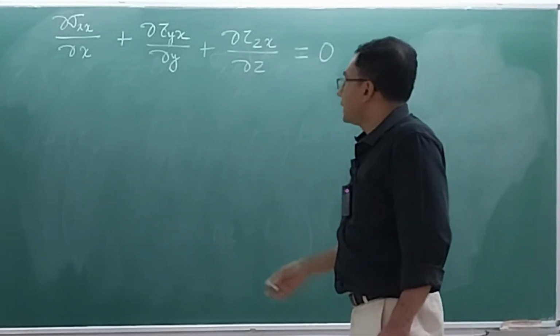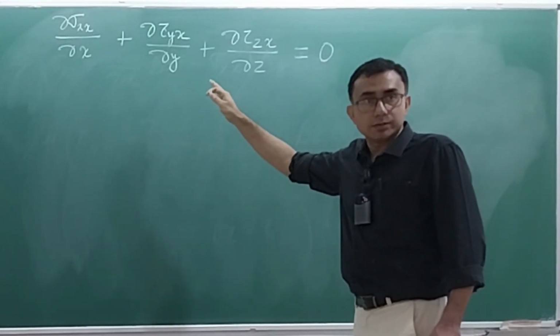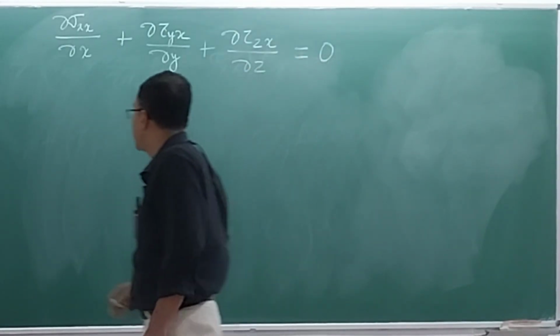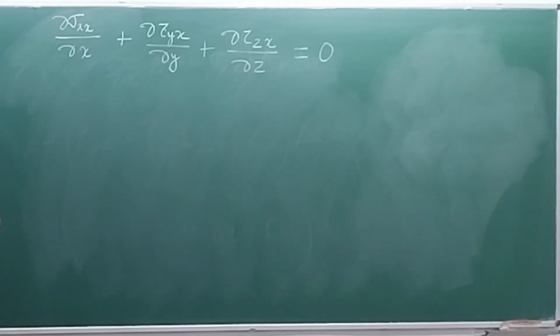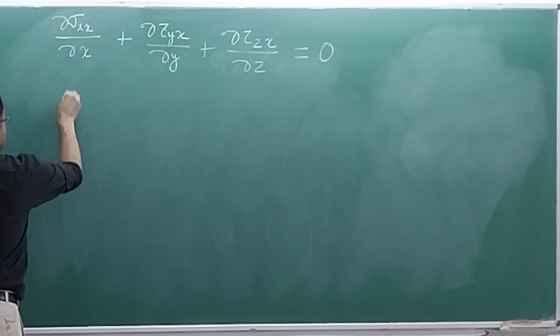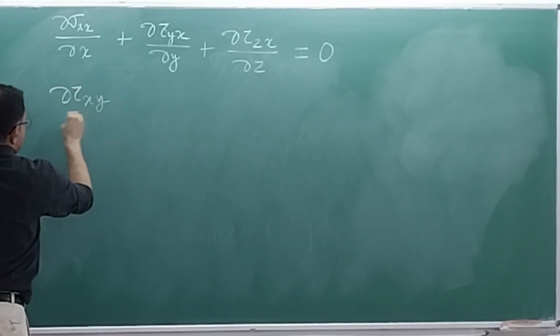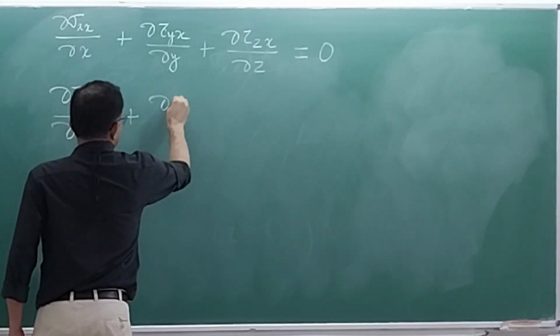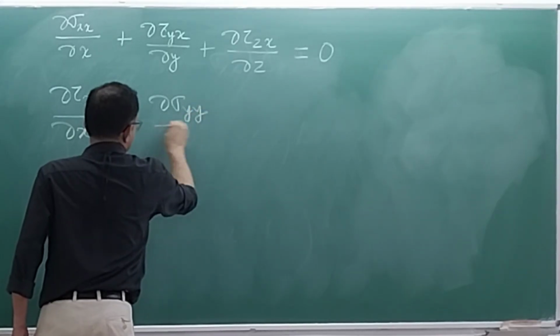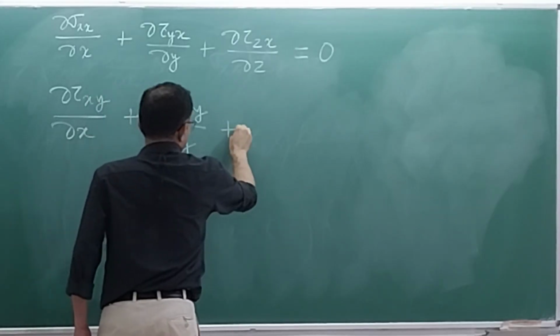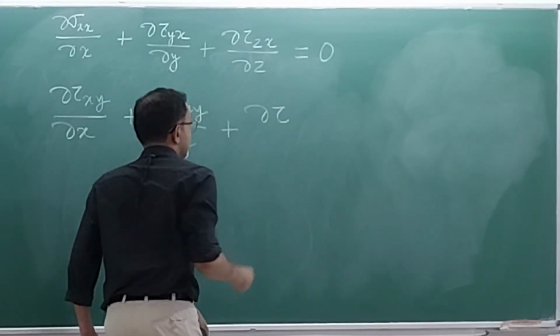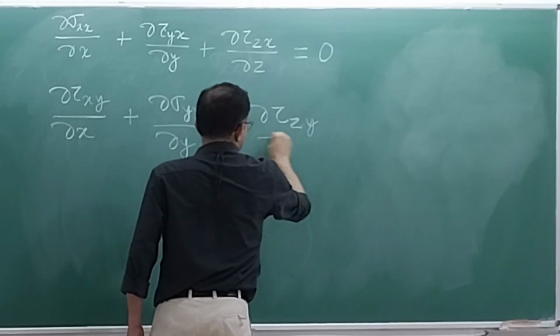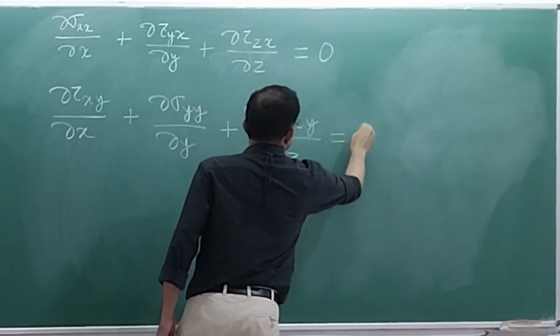Now next, so this is for the x direction. For the y direction, if we do the force balance in the y direction, you tell me what I'm going to get. What will be the first term? Del tau xy del x plus del sigma yy del y plus del tau zy del z equal to 0.